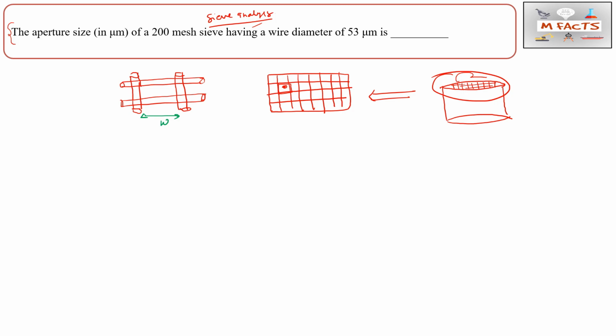Okay, so this W is what? W is mesh width, and the diameter D. This D is basically the diameter of wire, the wire which we are using for creating this sieve. This D is known as the diameter of wire, and this square shape is basically known as the aperture.